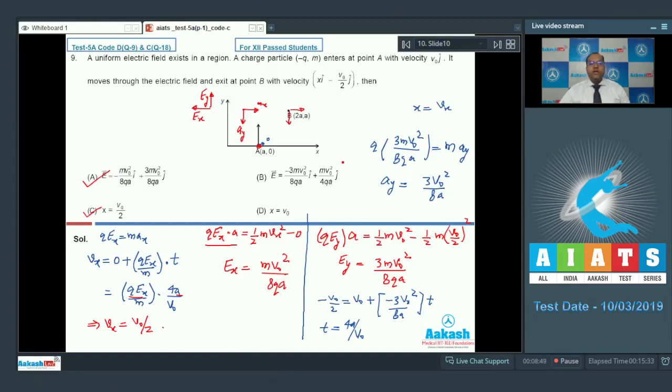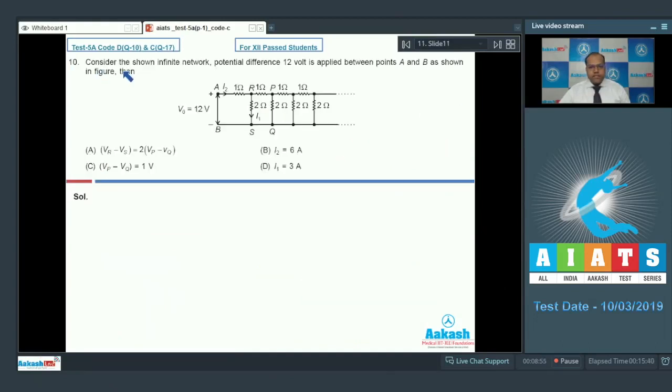Let's move to question number 10. In question number 10, consider the shown infinite network. Potential difference 12 volt is applied between points A and B as shown in figure. Then we have to check the validity of given options.